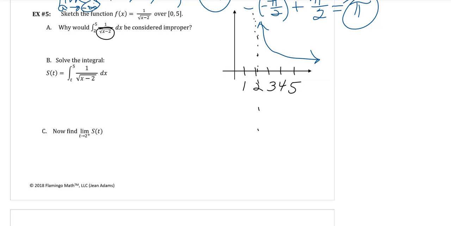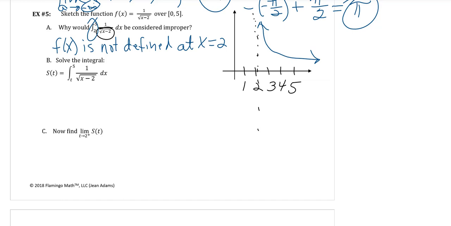Okay, why would it be improper? Because if you look at our limits of integration, f of x is not defined at x equals 2. So how do we do this? We'll have to break this up. So we're going to do a one-sided limit.